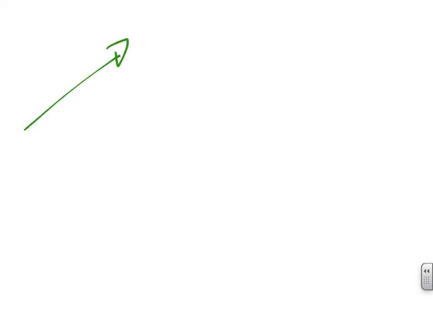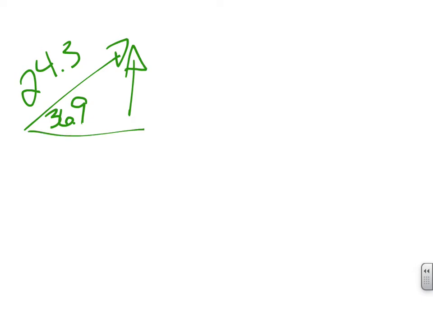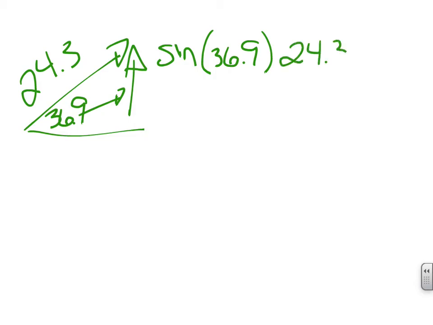So again, if we were here, and my numbers again were 24.3, and this was 36.9. If we're looking for the VI, now we're looking at the opposite side compared to the angle. So here we're going to use the sine of 36.9 times 24.3. That gives me 14.59.